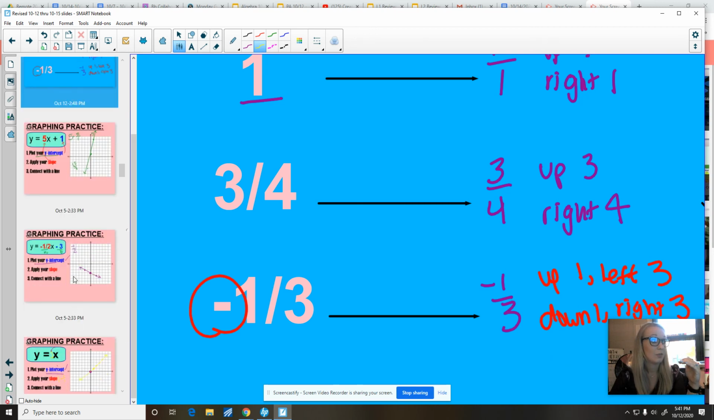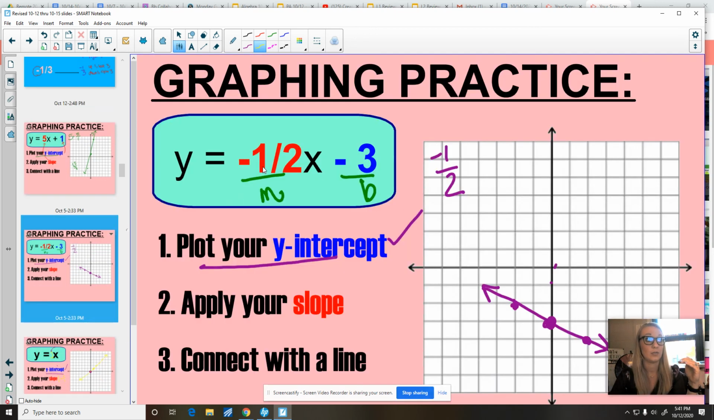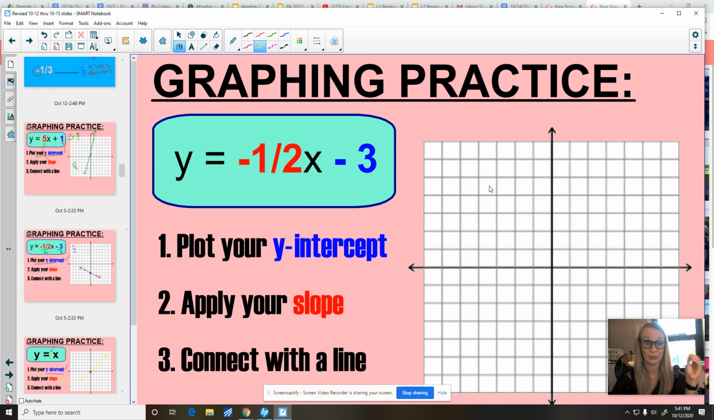When you're given an equation something like this, y equals 1/2 x minus 3, I'm going to show you one more time how to do it just to make sure that we're solid in our understanding. We always start with our y-intercept first by plotting that. So we go down 1, 2, 3 is a -3. And if my slope is -1/2, I have two options. I can either go down 1 and right 2, or I can go up 1 and left 2, and you can connect with the line.